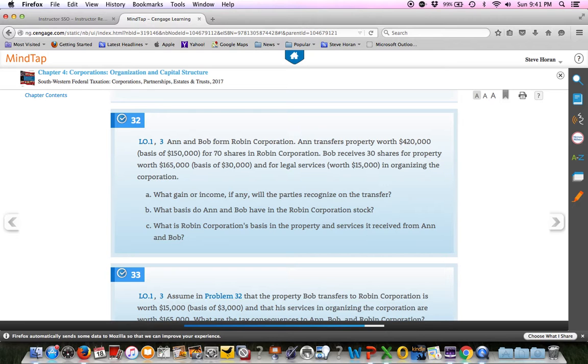Question C, what is Robin Corp's basis in the property and services received from Ann and Bob? Robin Corp has a basis of $150 in the property from Ann, just simply the basis she transferred, and a basis of $30 in the property received from Bob. And then Robin can capitalize the $15,000 as organizational expenditures, or they could just expense them if they wanted to. Okay, that's question 32.